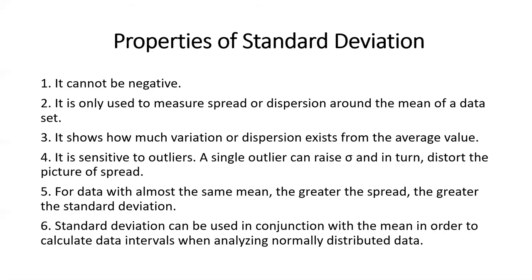Then it is sensitive to outliers. Standard deviation is affected by extreme values. A single outlier can raise it and in turn distort the picture of spread. Outliers mean extreme values. Then the fifth property is for data with almost the same mean. If the mean is the same in data sets, the greater the spread, the greater the standard deviation.